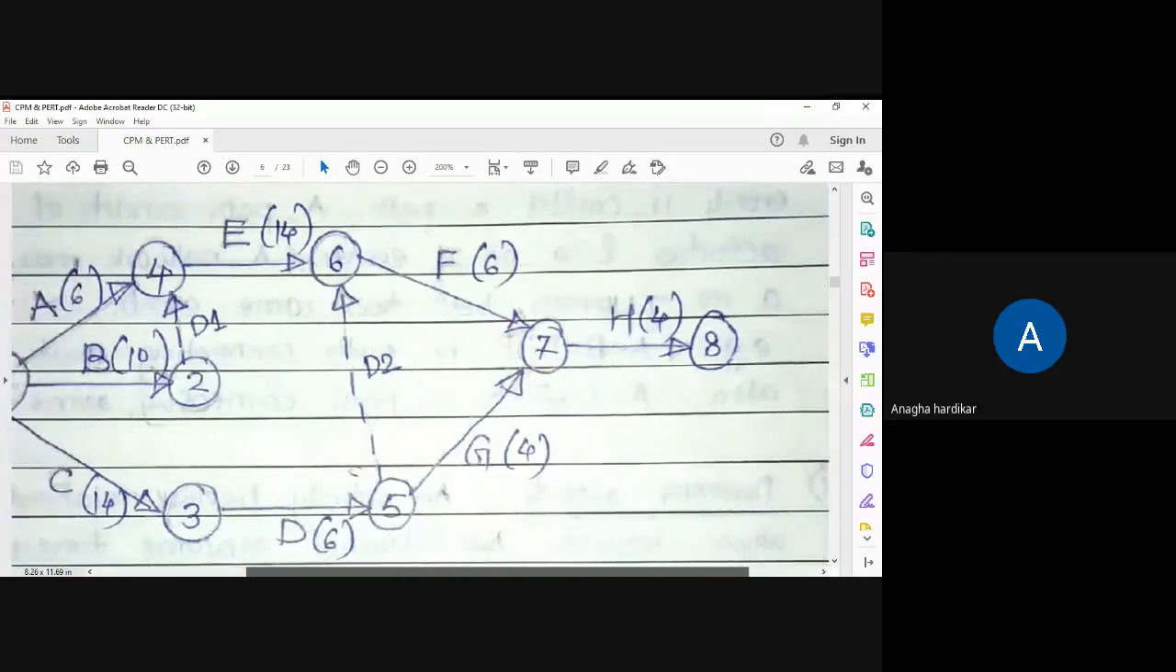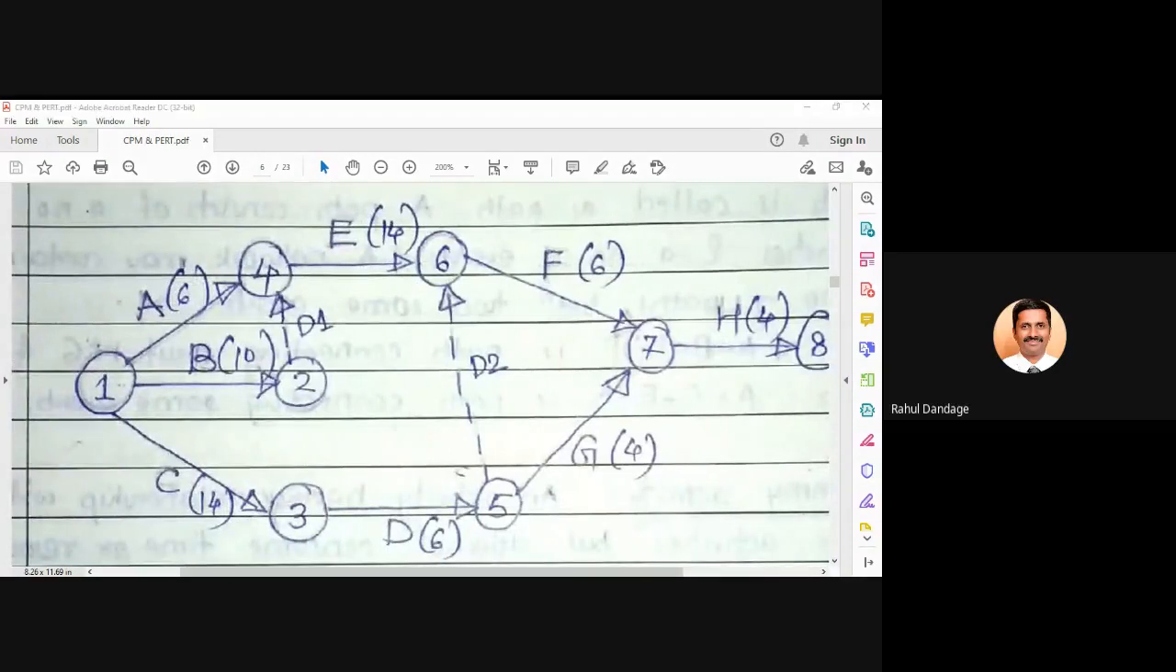Sir, the page is not visible. Just a minute. Not visible. Others? Whether the diagram is visible to you? Visible.